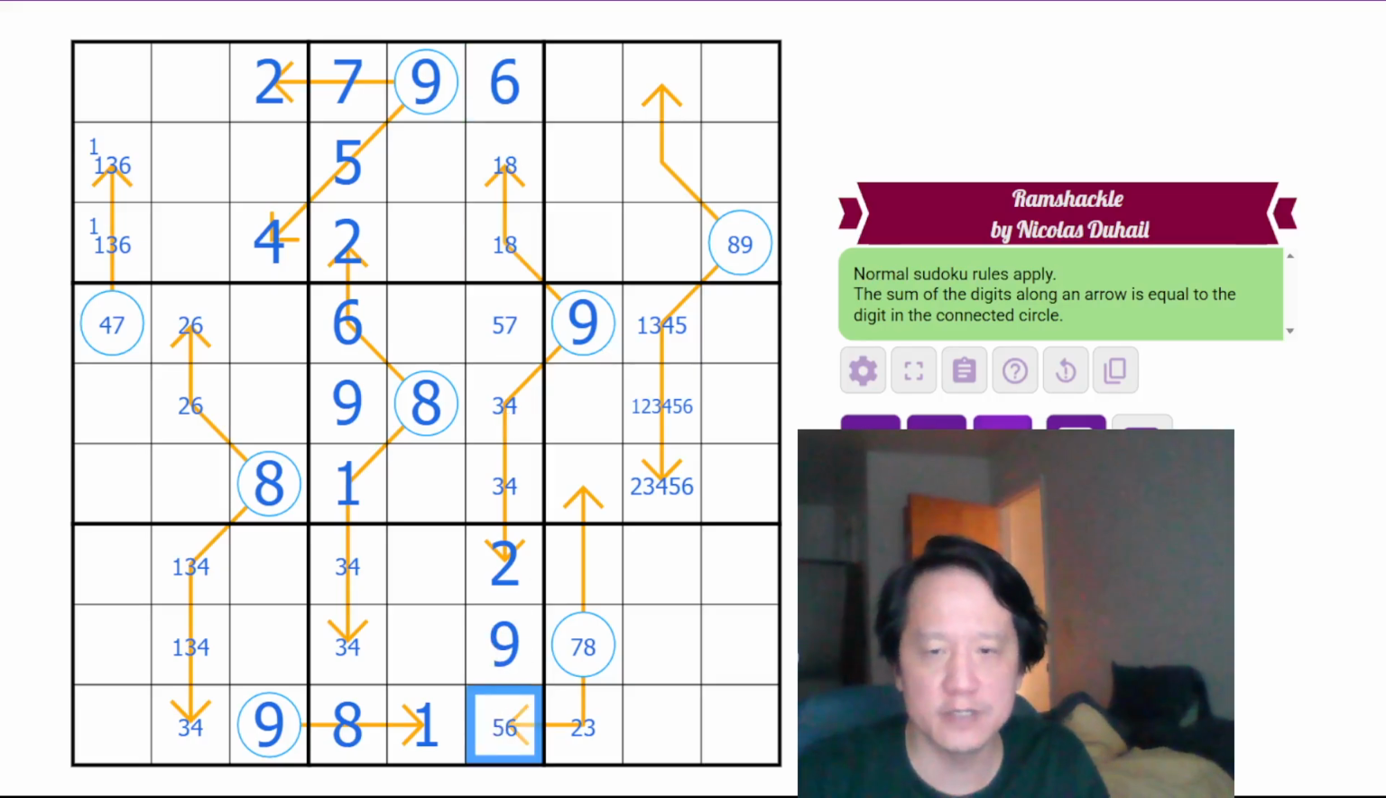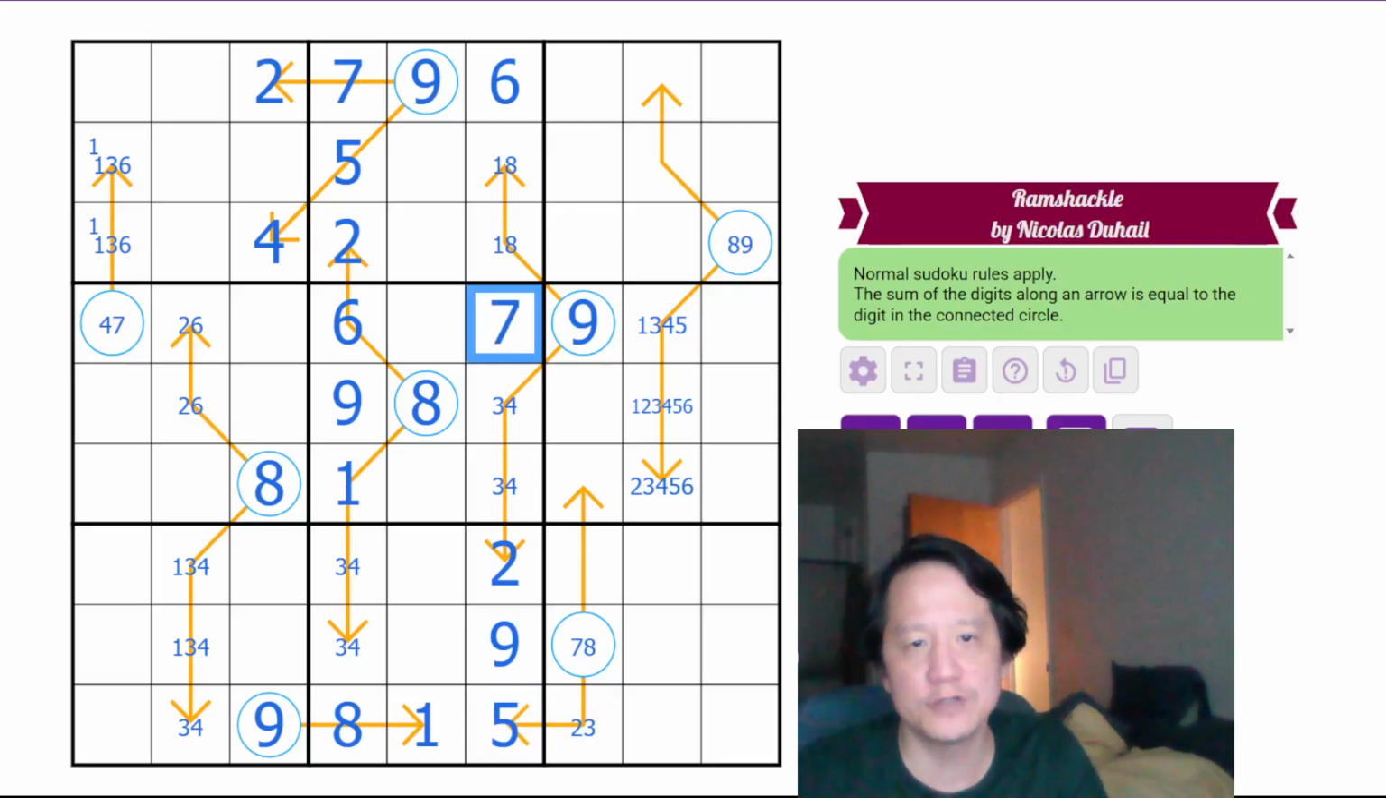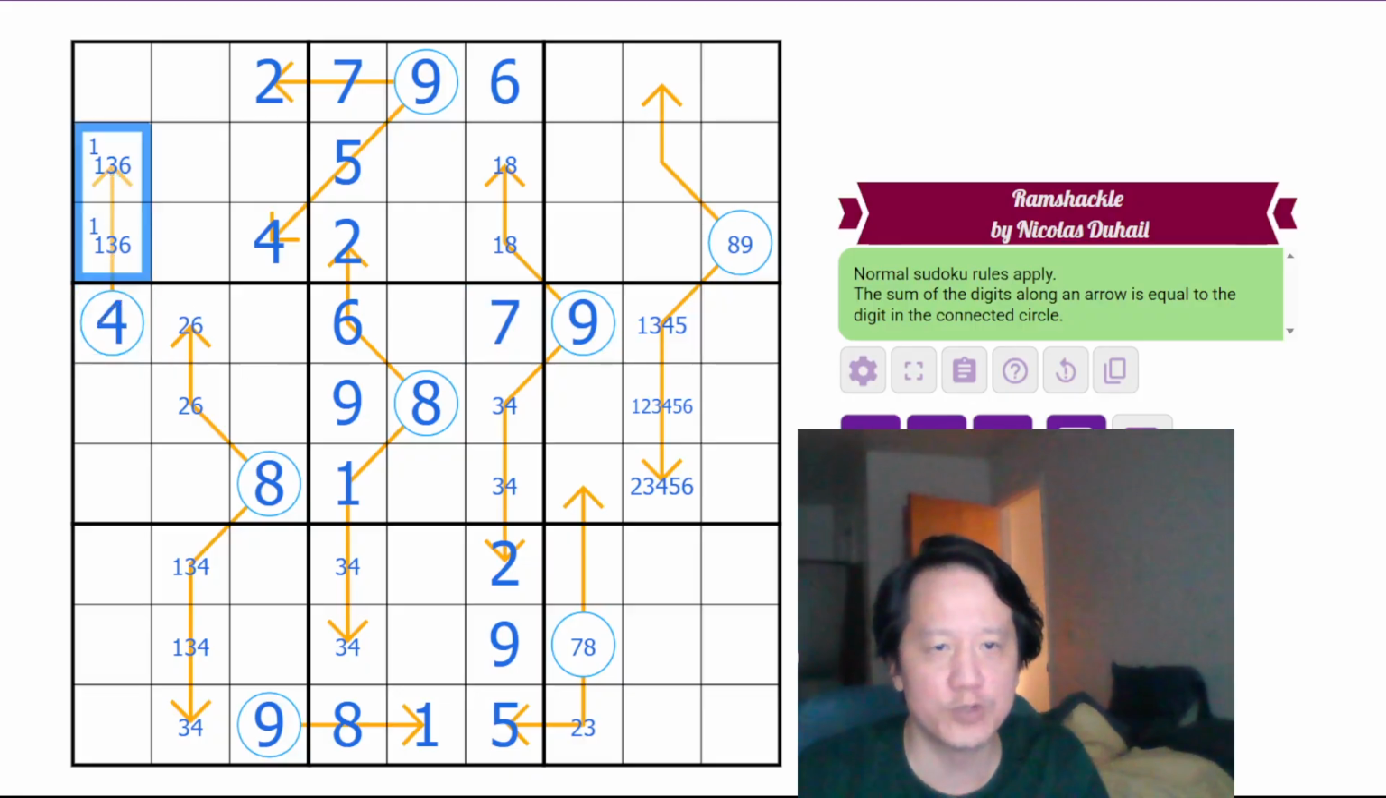6 eliminates 6 here, so this is 5. 5 eliminates 5 here, so that's 7. 7 eliminates 7 here, so it's 4, which makes this a 1, 3 pair here.